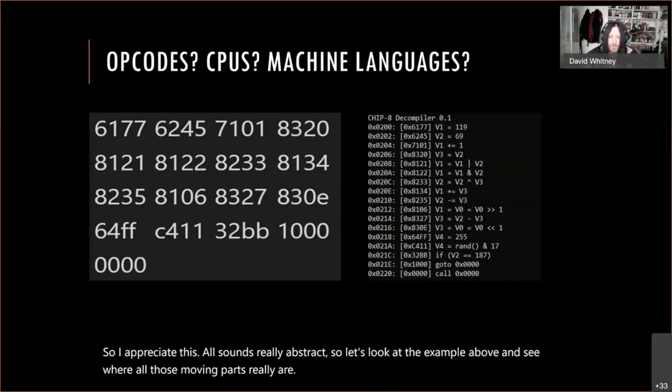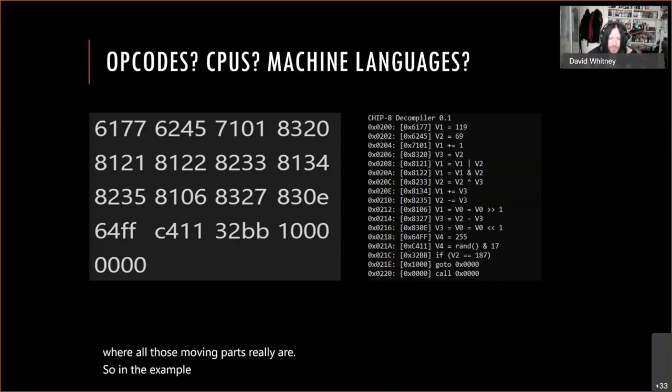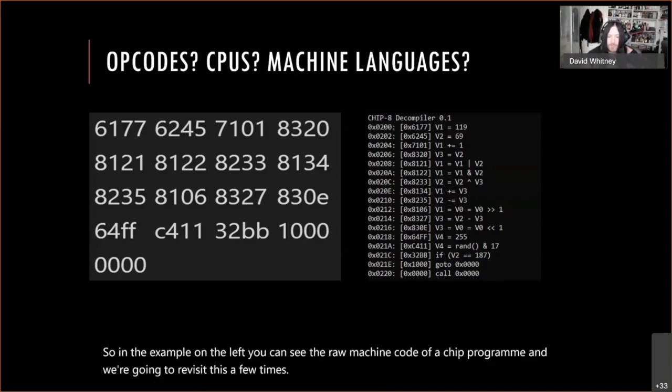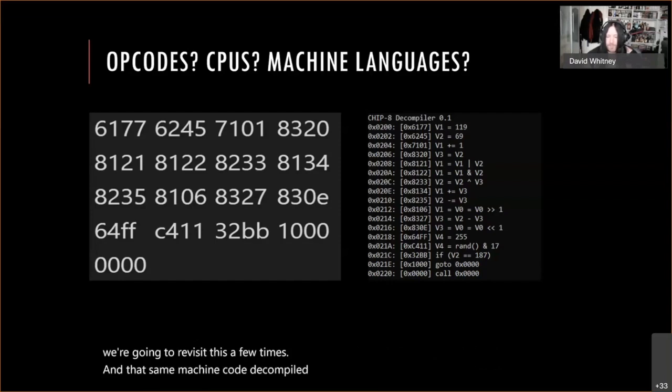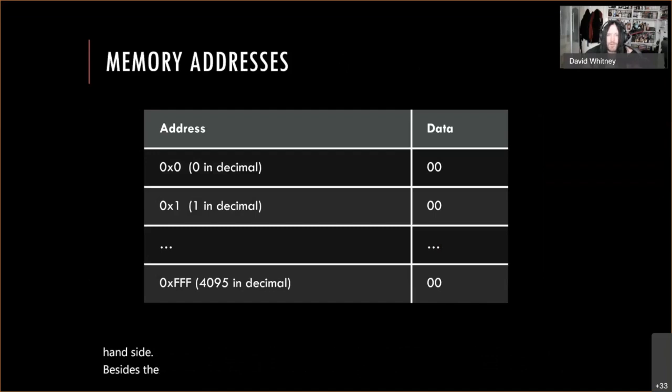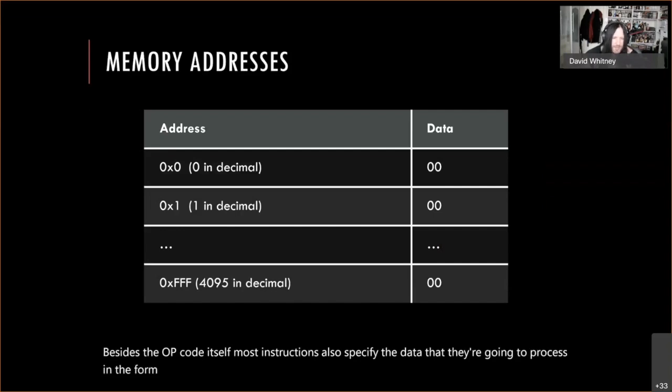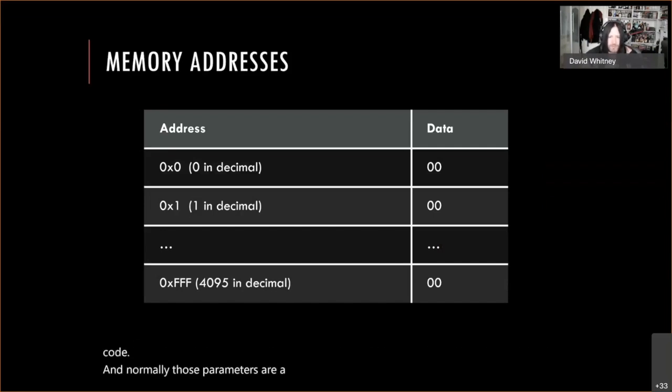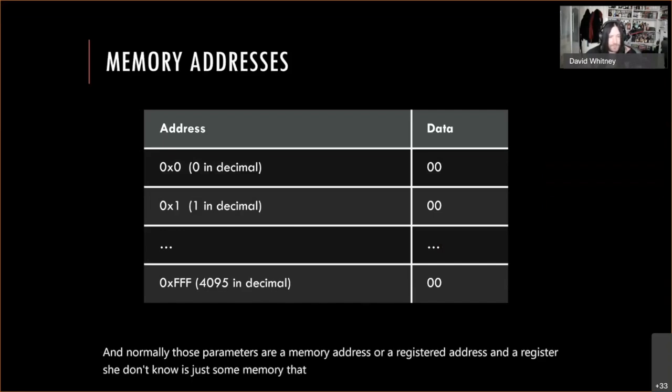So in the example, on the left, you can see the raw machine code of a Chip 8 program, and we're going to revisit this a few times. And that same machine code decompiled into its corresponding instructions is on the right-hand side. Besides the opcode itself, most instructions also specify the data that they're going to process in the form of operands. Just think of them as parameters that get passed to an opcode. And normally, those parameters are a memory address or a register address. And a register, if you don't know, is just some memory that lives on the processor itself.